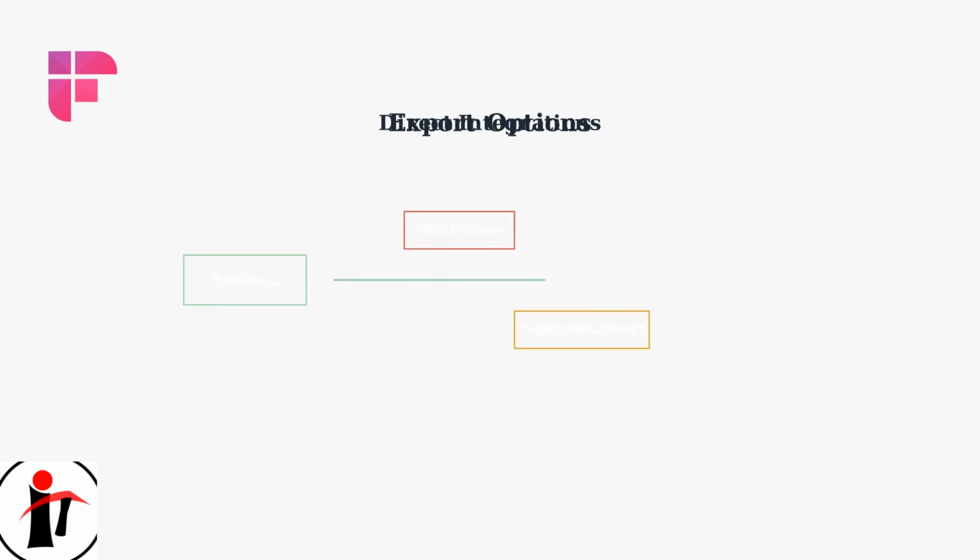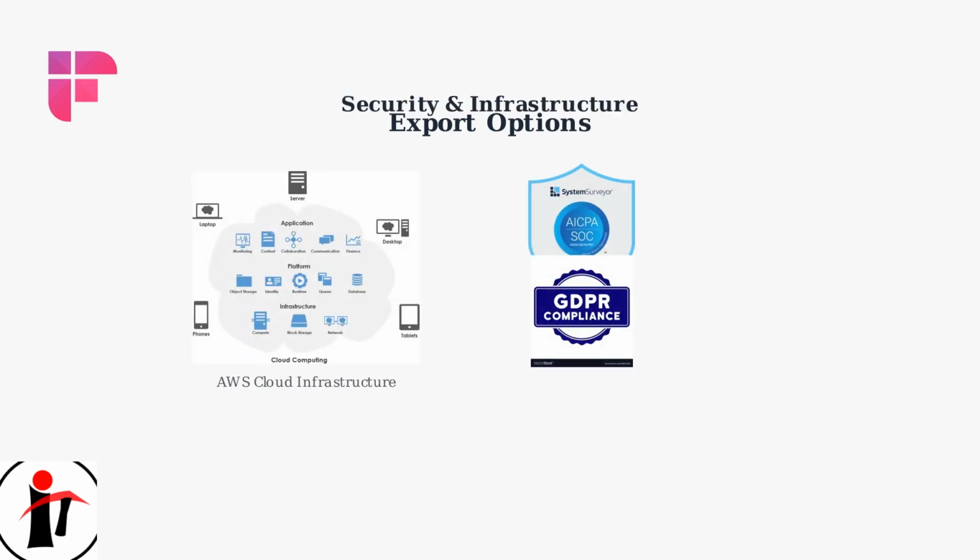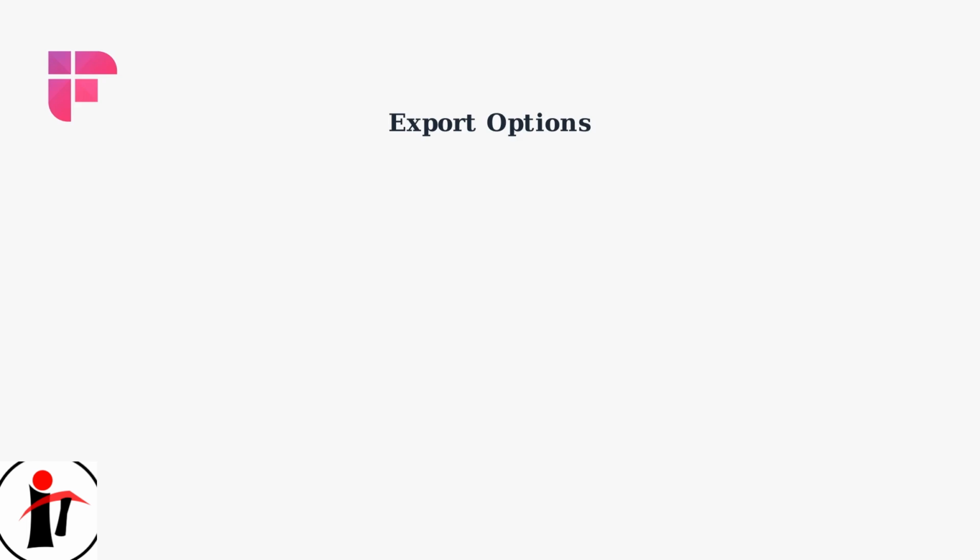Beyond file exports, Fireflies.ai integrates directly with CRM systems and project management tools, allowing seamless workflow integration without manual file handling. Security and reliability are paramount. Fireflies.ai operates on AWS cloud infrastructure and maintains SOC 2 Type 2 certification and GDPR compliance to protect your sensitive data. Mobile apps for iOS and Android provide full functionality, allowing you to access, review, and export your transcriptions from anywhere with complete feature parity to the desktop experience.